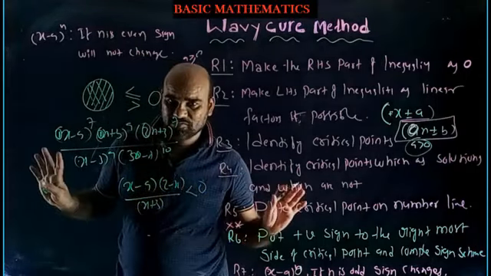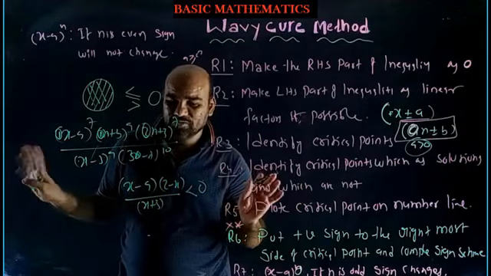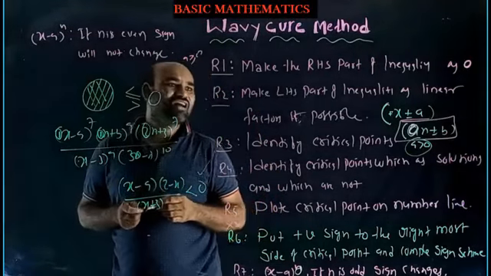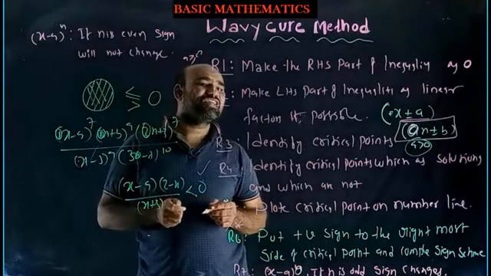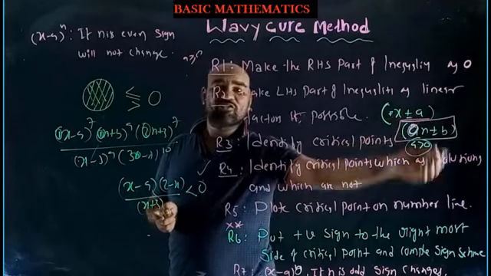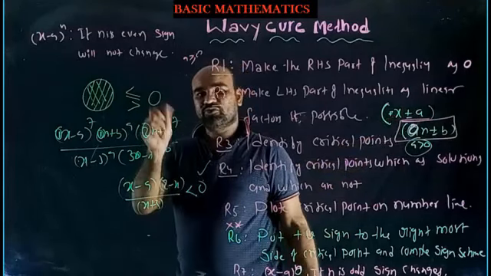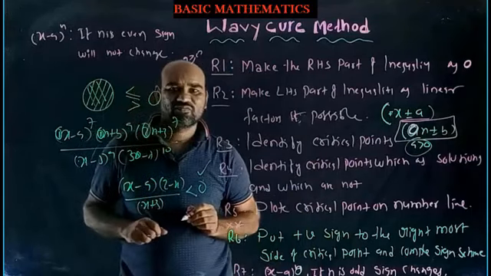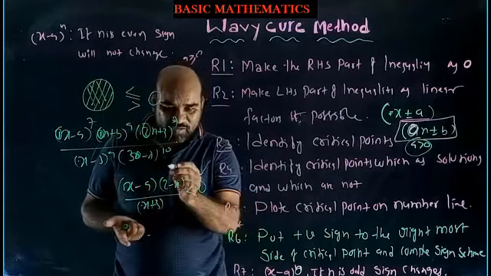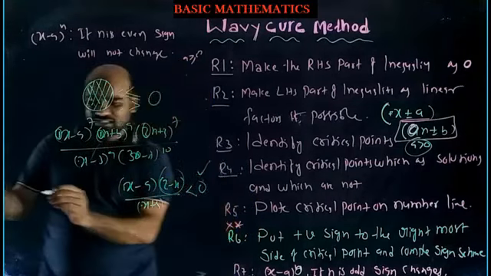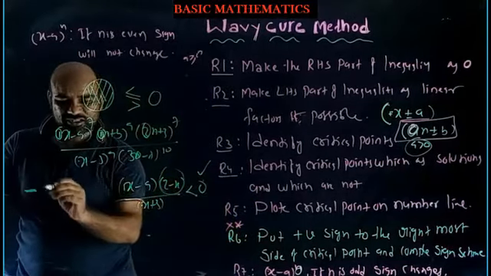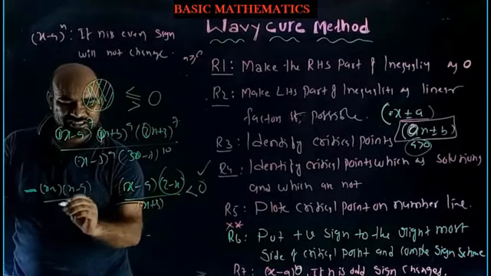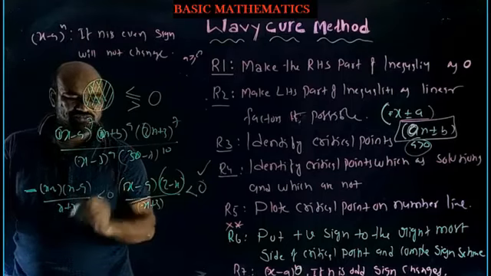This is not in standard form. We can't use the Wavy-Curve method directly because, okay, rule 1 satisfied, rule 2 not satisfied. Make the LHS part of the inequality as linear factors if possible, of the form ax plus or minus b. So the x coefficient should be positive, but here the x coefficient is negative. What should we do? Take one minus common here. X minus 2 as it is, x minus 9 as it is, x plus 3 is less than 0.